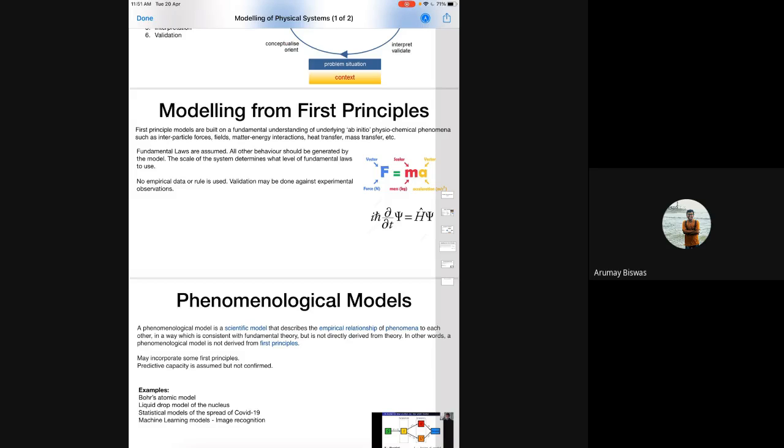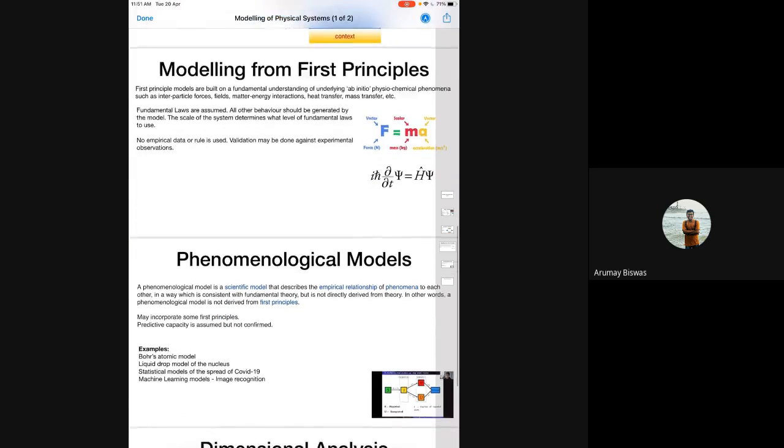So this is what is called modeling from first principles, as long as you do not use empirical data. And this model from first principles you can validate against experimental observations. Because here you're not using any experimental data, the best validation would be against experimental data if you can find it.